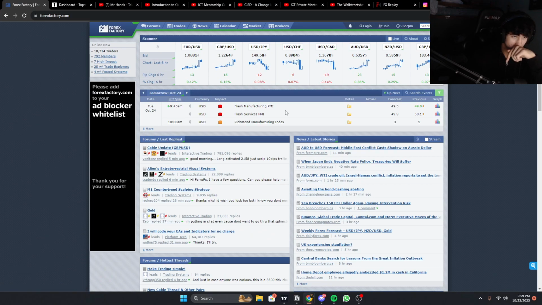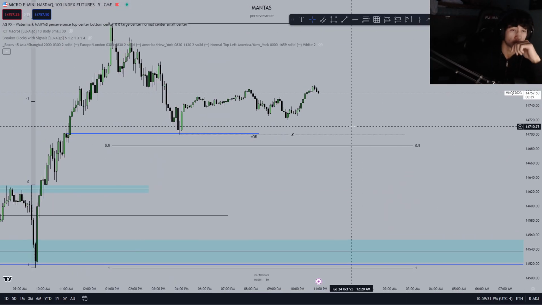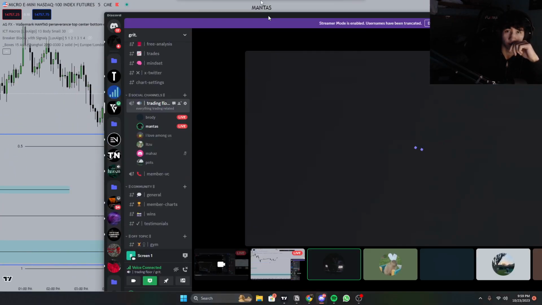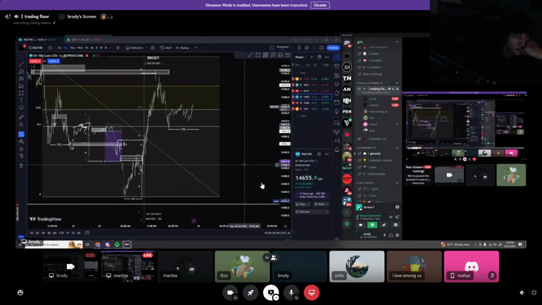Is this correct placement for OTE? Ooh, Flash PMI 15 minutes after open. Make sure we don't take any trades. It might look enticing. Look for a vacuum block. Okay? Let me see your stream real quick. Correct placement for OTE? Whoa.